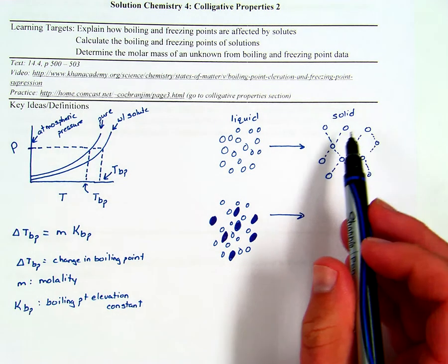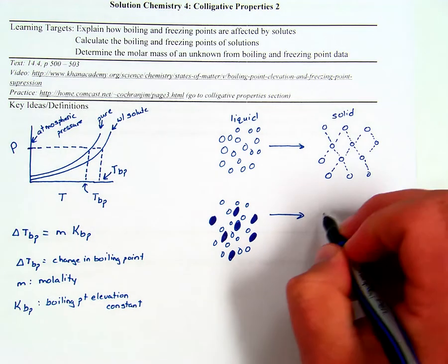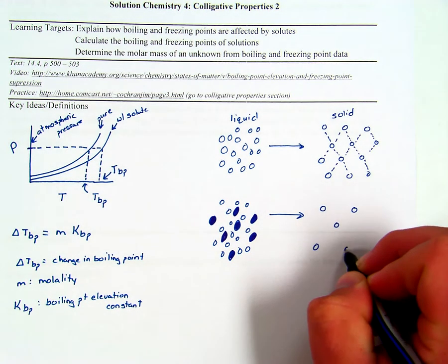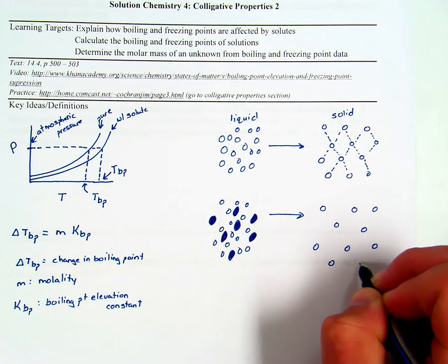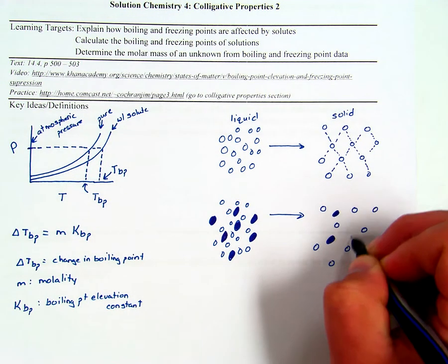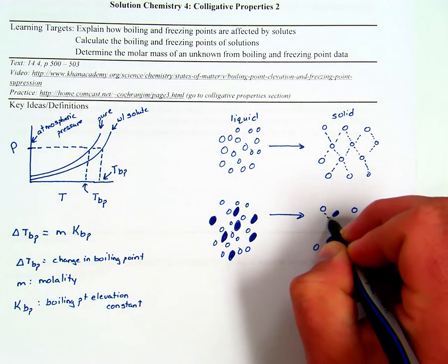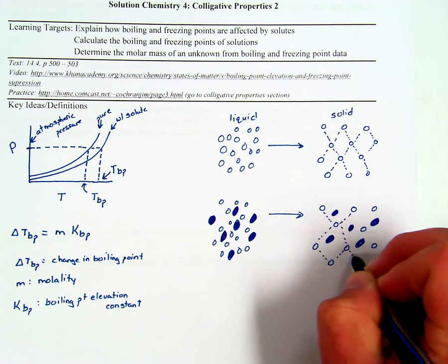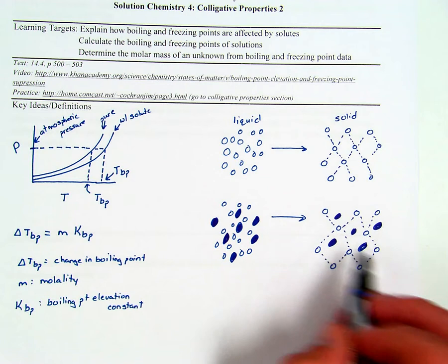Oh, I just noticed I missed a line there. There we go. So in order to get this to freeze, I'm just going to go ahead and draw my pattern again here with the water molecules. Something like this here. Now I'm also going to introduce these solute particles in there as well. In order to get this to happen with these additional particles in there, we're going to have to lower the temperature even more, because now these interactions between the water molecules get interrupted. And it's not as easy for this to happen.